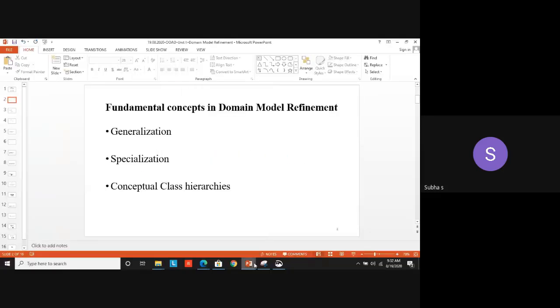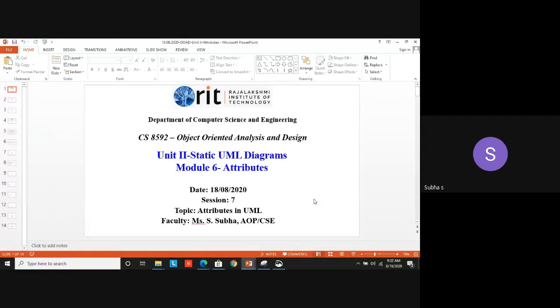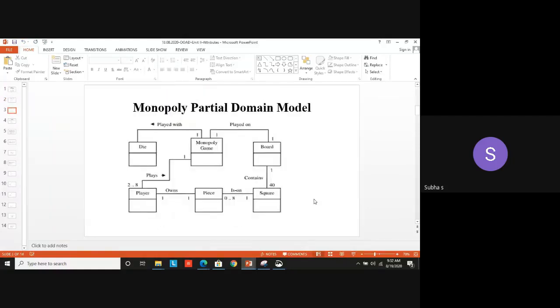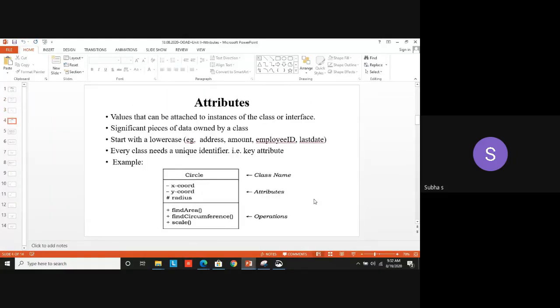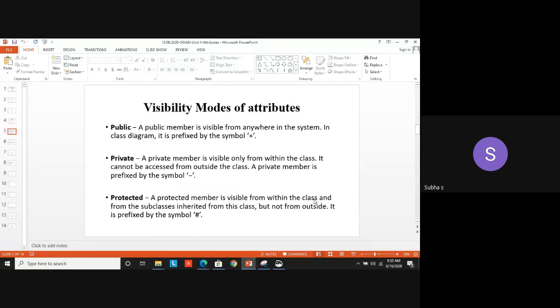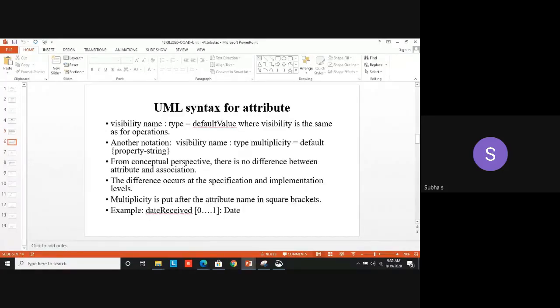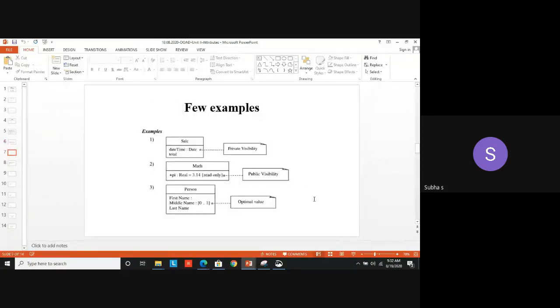In the last class, we saw about attributes. What are the characteristics? What are the visibility modes with respect to attributes: public, private, and protected, which are denoted by plus, minus, and hash symbol respectively. Then the syntax for attributes. Then we saw some examples related to the data types that are used for attributes, and in some situations we can also use some fixed value for the attributes.